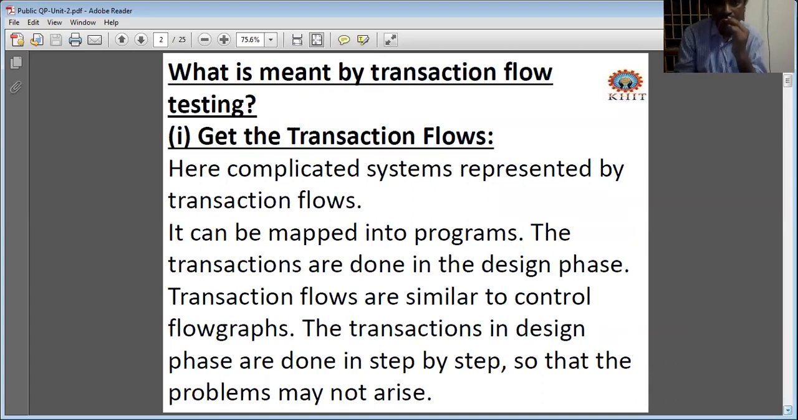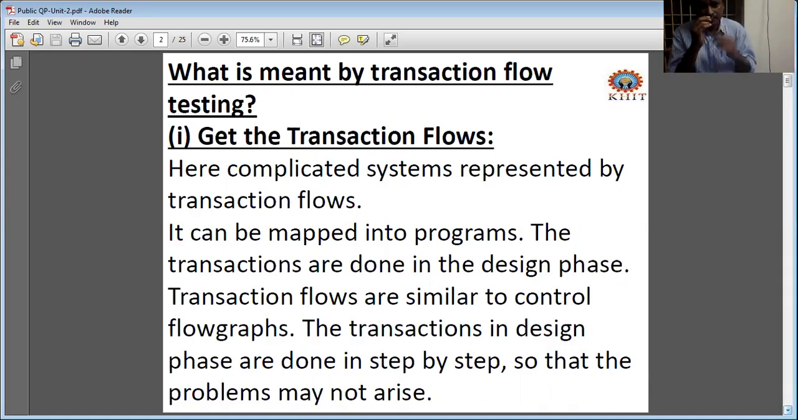Here, complicated systems are represented by transaction flows. They can be mapped into programs. The transactions are done in the design phase. Transaction flows are similar to control programs.